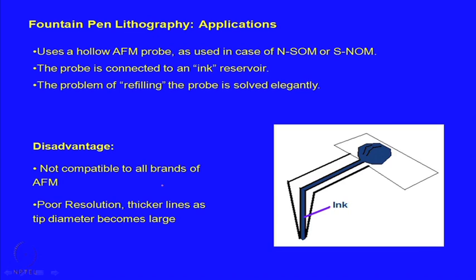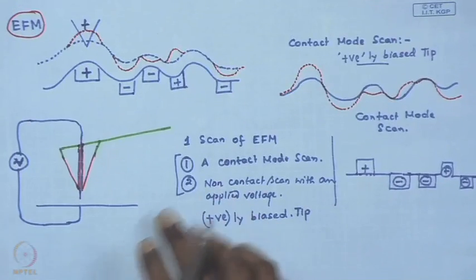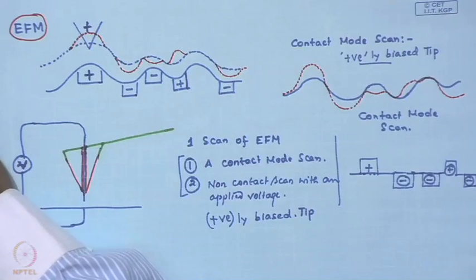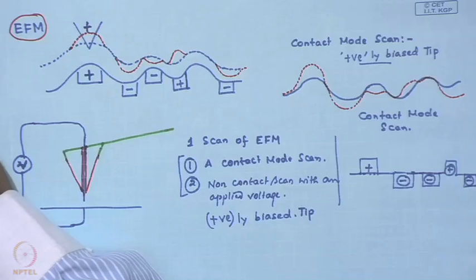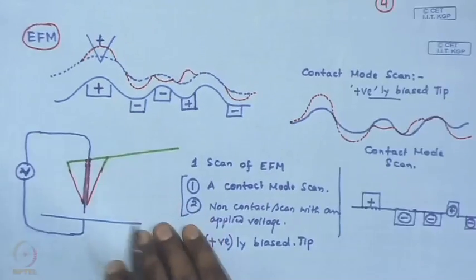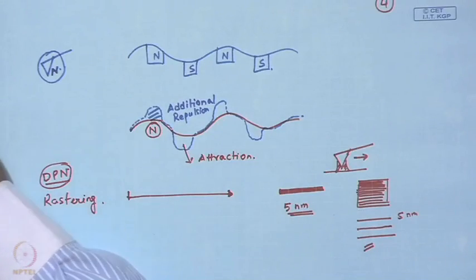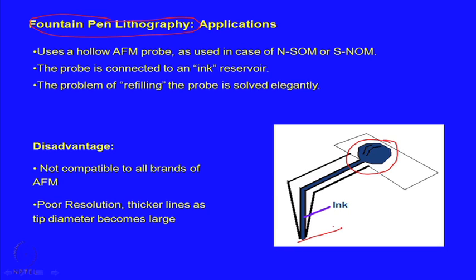In order to overcome that limitation, something called fountain pen lithography came up, which uses the concept of hollow probes, which we talked about while talking about electrical force microscopy. Using those hollow probes, you add a reservoir over which you dispense the ink. The ink, due to capillary action, flows through the hollow probe, and this is now dragged or rastered along the surface, so all along it goes on depositing. So, you don't run into the problem of running out of the SAM molecules.